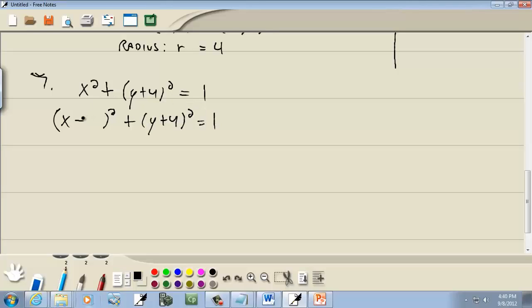And 1. Well, you have to think, what number can I put in here such that I don't change its original value? And that'd be 0. Because x minus 0 is x, and x to the second power is x squared. So we haven't changed it. It looks a little bit different, we just haven't changed its original value.